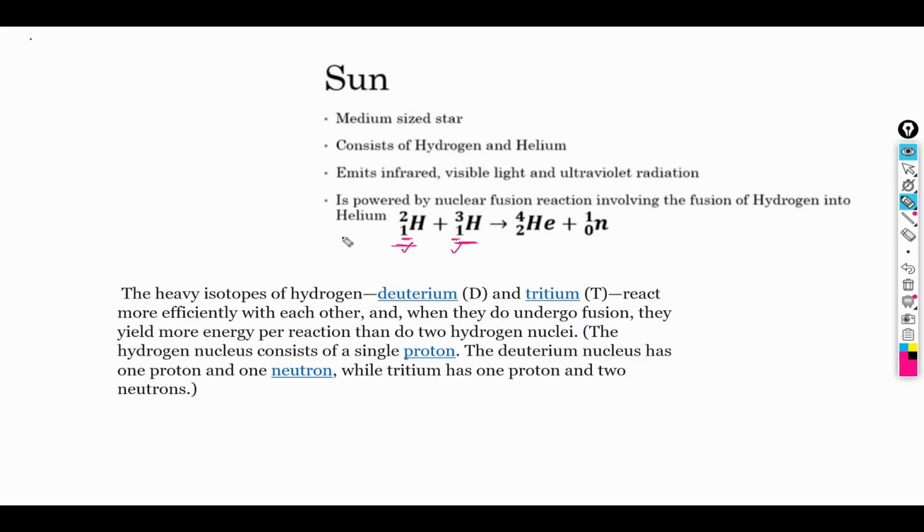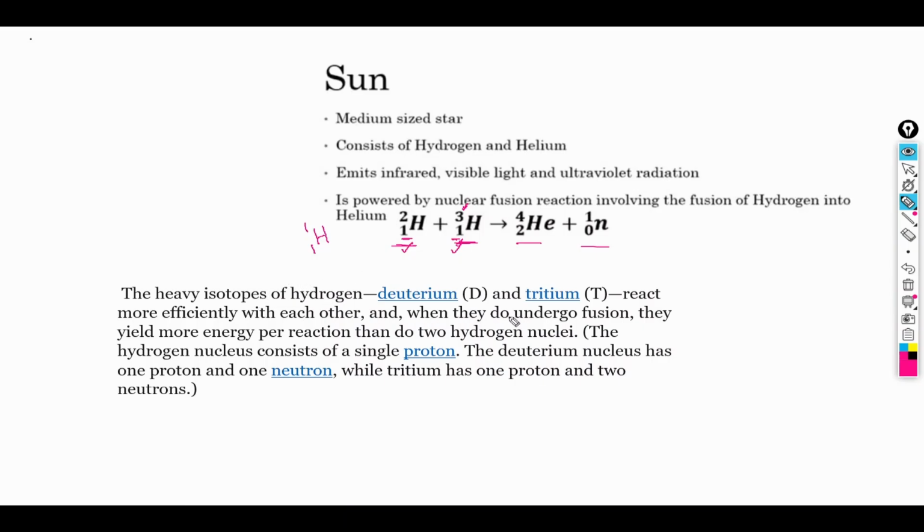Hydrogen has the atomic number 1 and the mass number 1. The second isotope is deuterium, whose atomic number is 1 but the mass number is 2. And tritium has atomic number again 1 but the mass number increases by 1, so it is 3. So when these heavy hydrogen isotopes, deuterium and tritium, react together, we get helium and neutron. There is information related to this.